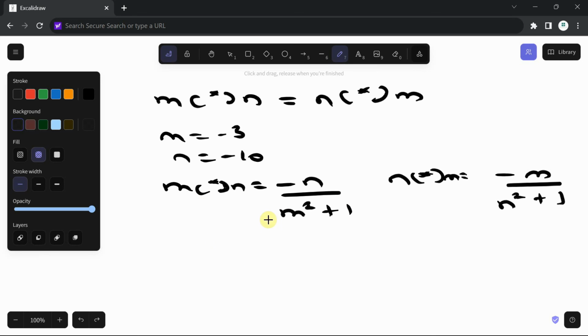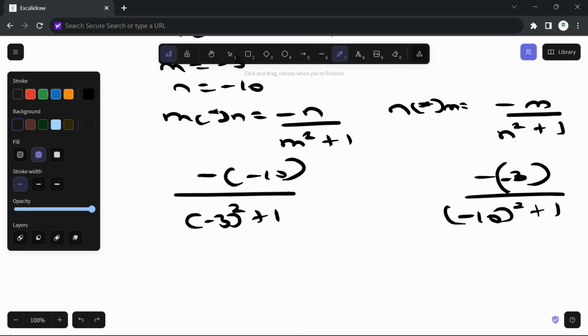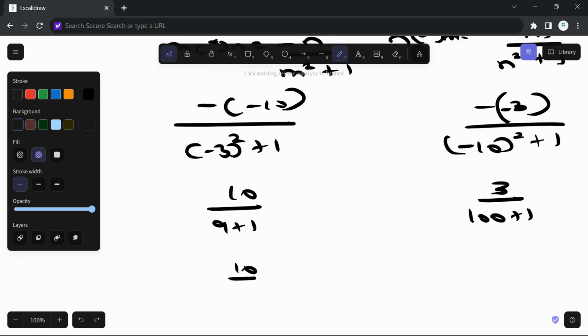So for this guy here, what am I going to get? This will be minus, open brackets, minus 10 all over the m, which is minus 3 squared plus 1, right? And if I replace this one, this will be minus 3 all over minus 10 all squared plus 1, right? So minus times minus is plus, so this will be 10 over minus 3 squared is 9 plus 1. And this will be 3 over minus 10 squared is 100 plus 1. So 10 divided by 9 plus 1 is 10, so 10 divided by 10 is 1, right? And 3 over 101.